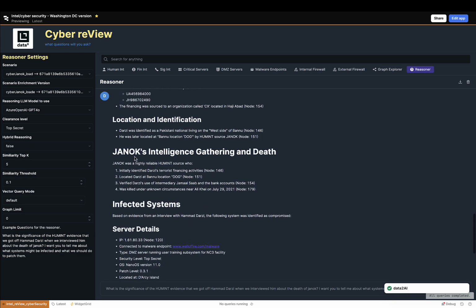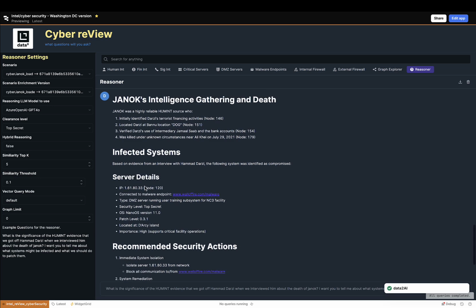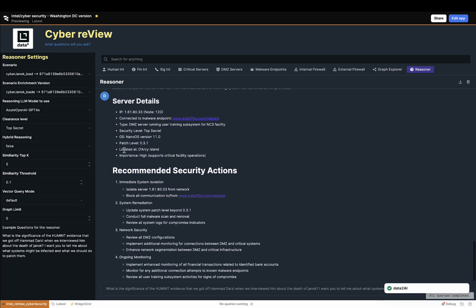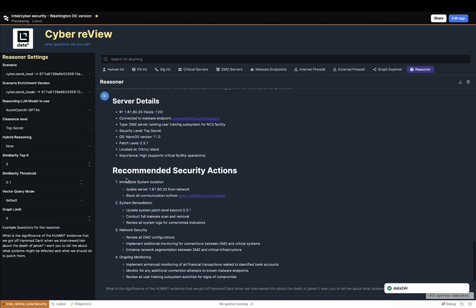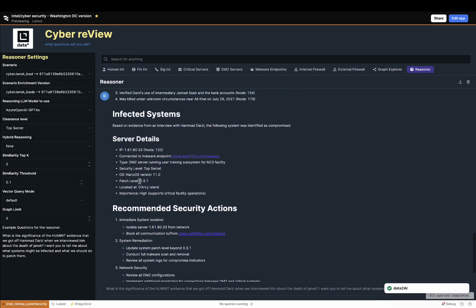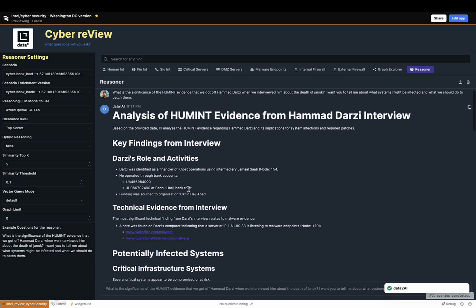It talks about some locations where he's been seen. It looks into Janok, intelligence gathering, and then the death of Janok. There are different nodes here in the graph where it's noticing that Darzi is located near the vicinity of Janok in different instances. And then it looks at the infected system. So it's connected together a whole bunch of information here. It connected together banking intelligence, cyber intelligence, and human intelligence. And then it comes up with some recommended actions for what to do about that server that got infected, just by asking about Hamad Darzi. So there are some very interesting answers.